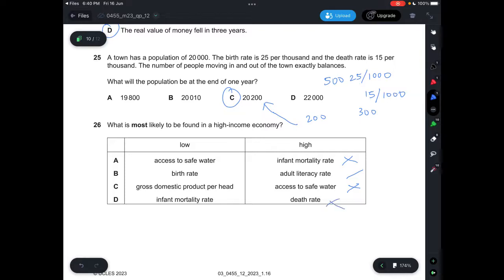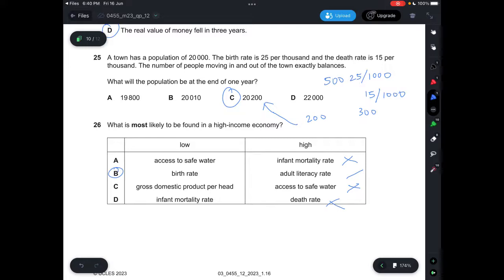So answer is B. Low birth rate, but then there's high adult literacy rate, because only with a higher literacy rate you have more skills. When you have more skills, you'll be able to increase the efficiency, increase the supply of goods, and then you'll be able to earn more money out of increasing, by having supply side policies and so on and so forth, increasing infrastructure and all that.